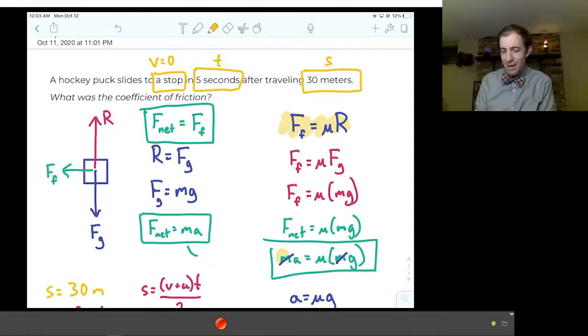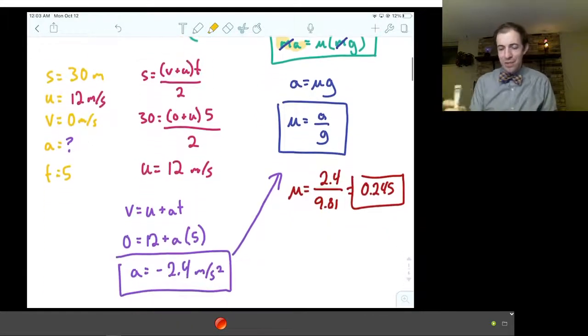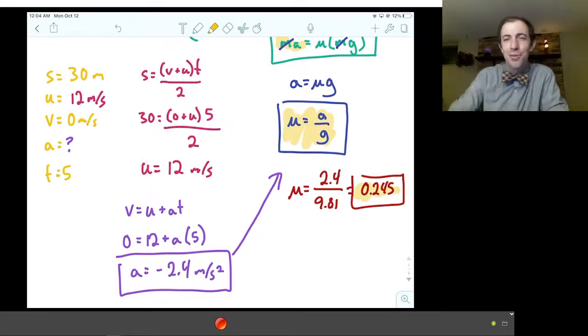So on the left side, we were able to turn that to MA. On the right-hand side, mu times R, we know that R is always equal to the force of gravity, and the force of gravity in this case is equal to mass times gravity. So we were able to plug in mg instead of R, and then ultimately cancel out m, solve for the acceleration with this equation, then found 0.245.